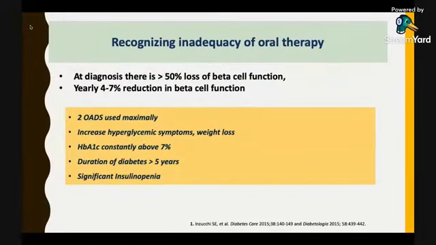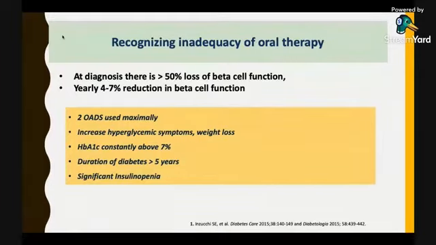But these things, again, as Dr. Basu was talking about, this is precision medicine. So we need to be talking about things at a very individualized level. So increase in the hyperglycemic symptoms, weight loss, these are also some of the things which might prompt us to use insulin. HbA1c constantly above 7%, duration of diabetes, longer duration, at least more than 5 years.